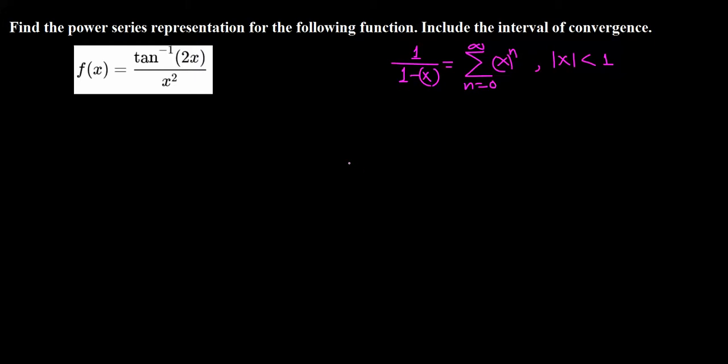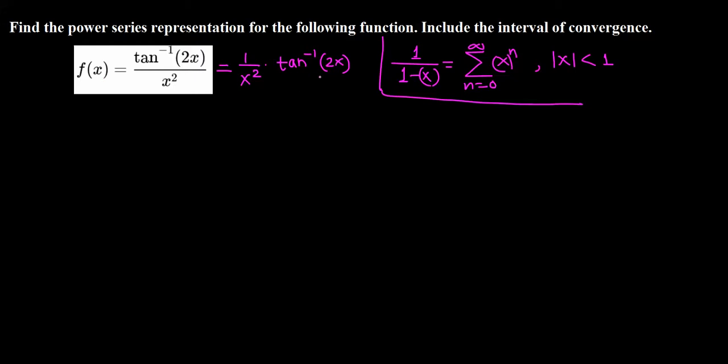In fact, we can rewrite this function as 1 over x squared times tangent inverse of 2x. So if we are able to find the power series for tangent inverse 2x, then later we multiply by 1 over x squared and get the power series for f(x). So let's try to find the power series for tangent inverse 2x.